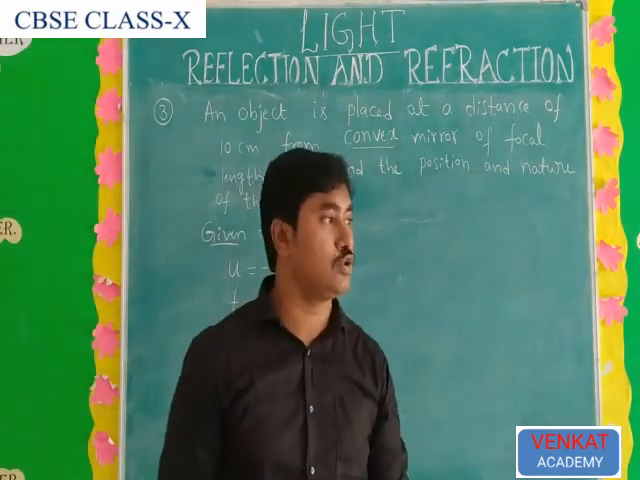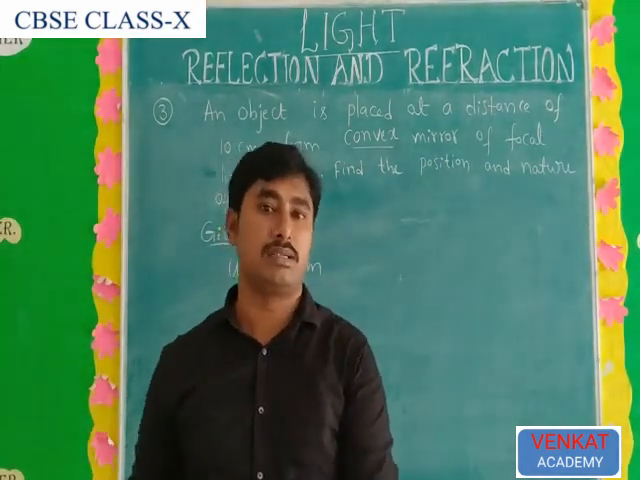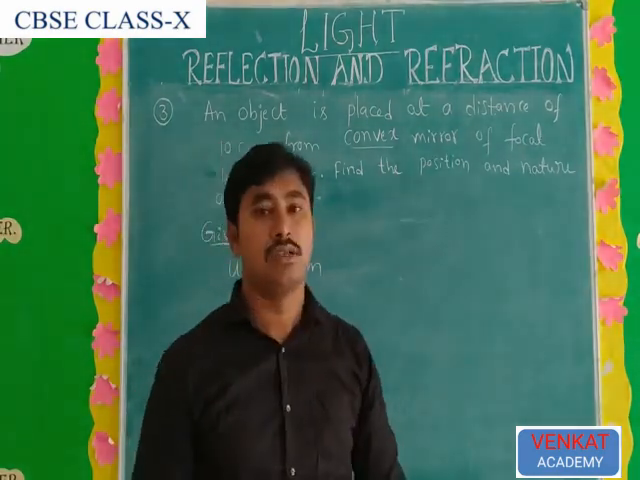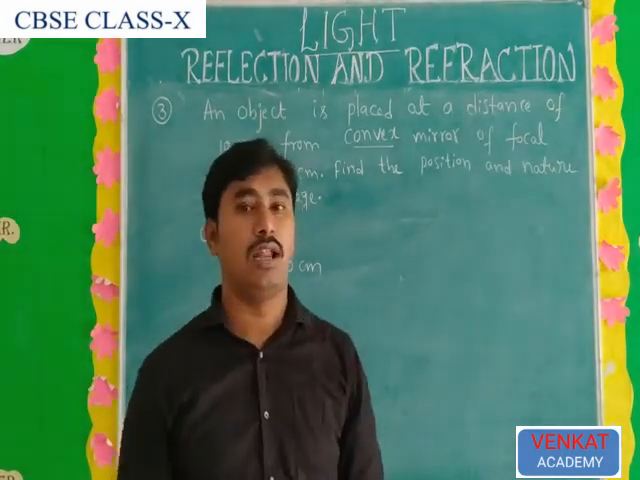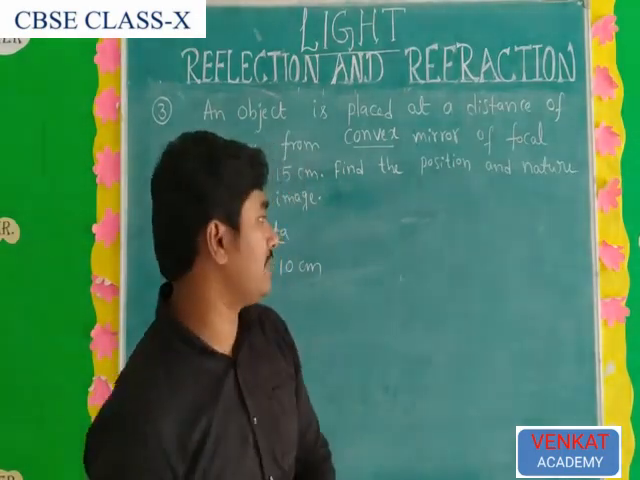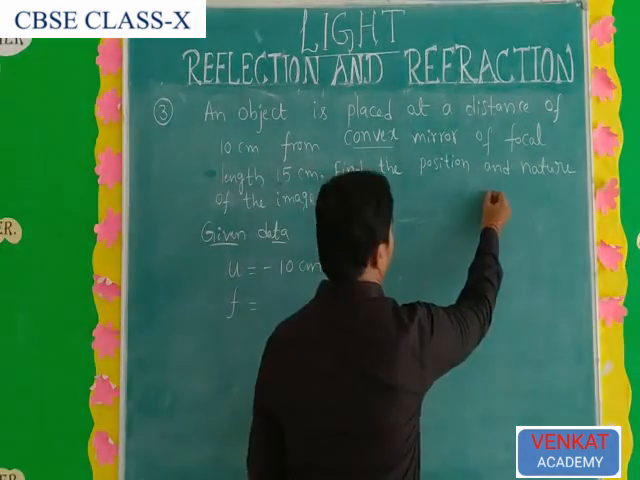In the last two problems we explained only concave mirrors. This is the convex mirror. For a concave mirror, the focal length is always negative, as I explained, but here for a convex mirror the focal length is always positive. Why is it always positive? See here, this is a convex mirror.